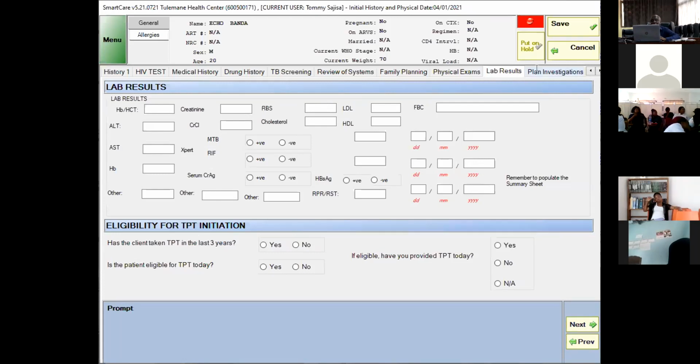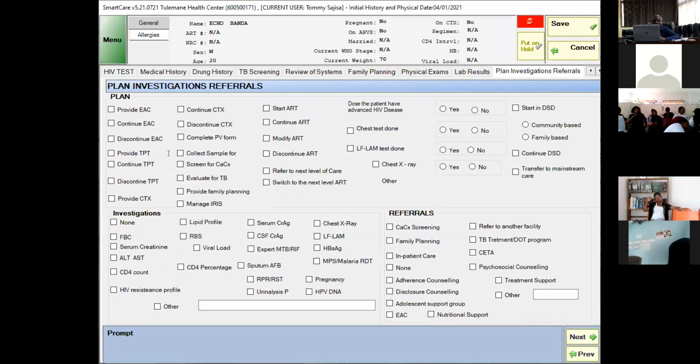Then you have your plan. The plan that we said has got the EAC, has got starting ART, has got the LF-LAM, has got the disclosure, was it disclosure counseling? Is it here? Does the patient have advanced...? Okay, so all those additional issues on the plan, including DSD, I'm sure. There should be DSD. Okay, starting DSD, community or family, you continue DSD or transfer to mainstream. All those are taken care of here.